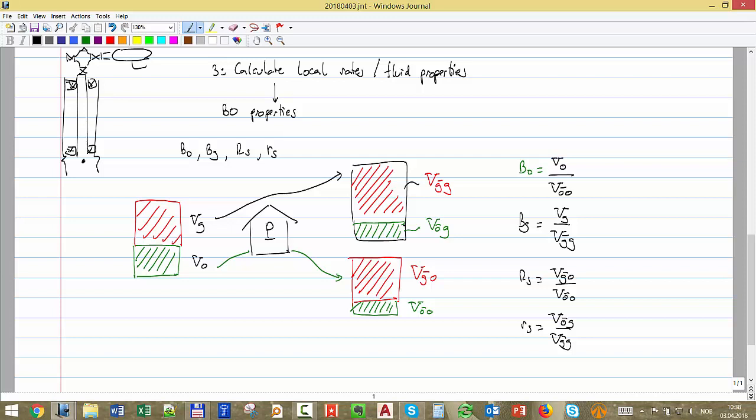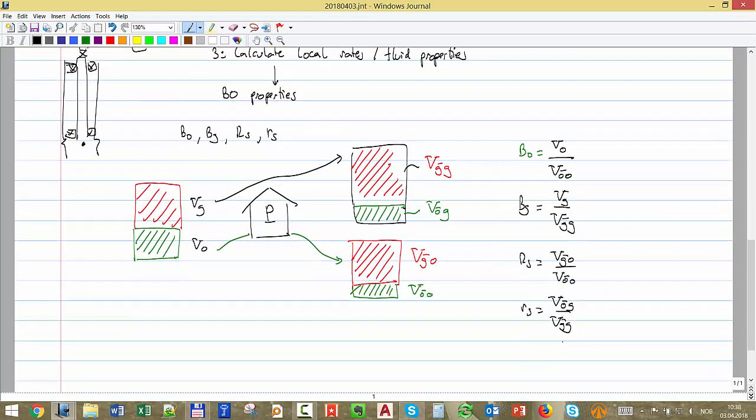Let's check it once more. So that's how we can convert. If we use this BO and BG, we can convert between standard conditions and local conditions. If we have local rates, then we have standard rates. But we have to make a distinction between where the oil and the gas are coming from. That's why we have this additional complexity of the small rs.